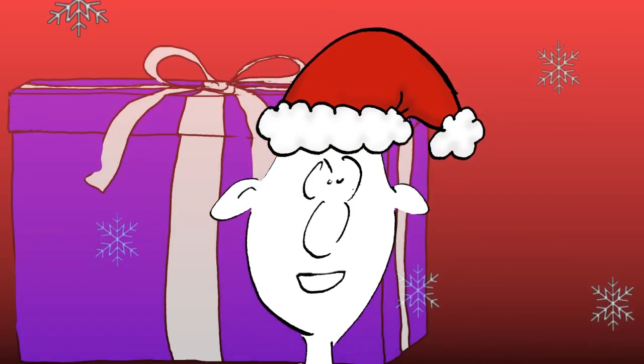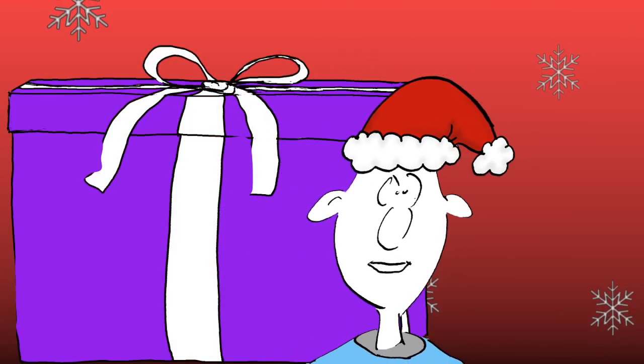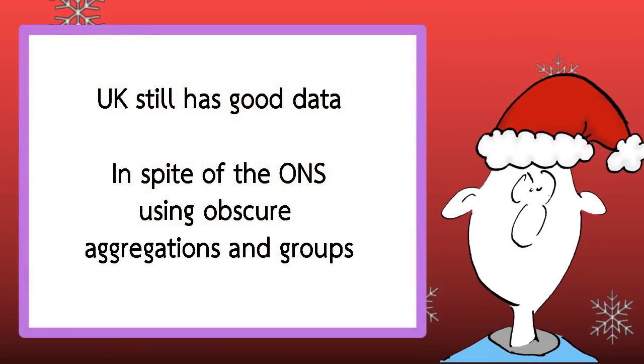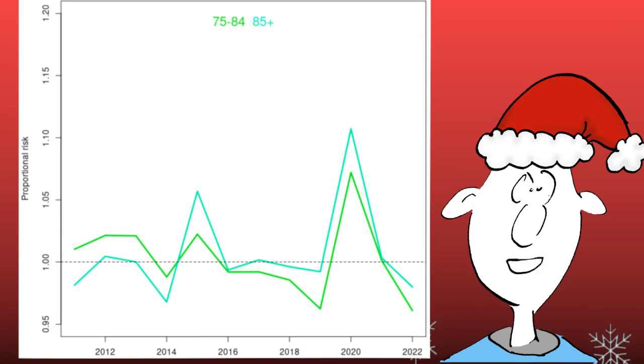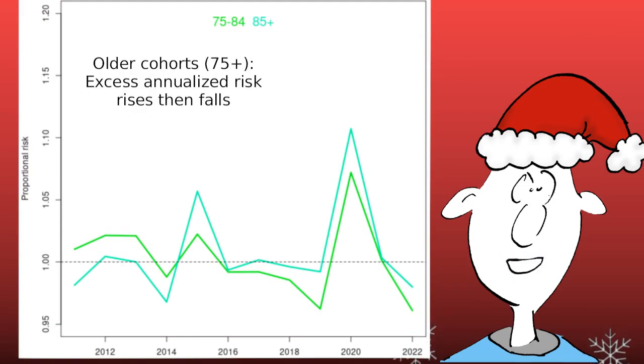Now that 2022 is almost over, we finally have enough data to start to ask useful questions about COVID. So what happened? For this analysis we will use UK data from their Office of National Statistics. Although the ONS tries hard to be unhelpful wherever it can, it sometimes slips and publishes data that remains tractable to analysis. As you would expect, for older age groups the risk spikes in 2020 and then returns to normal.